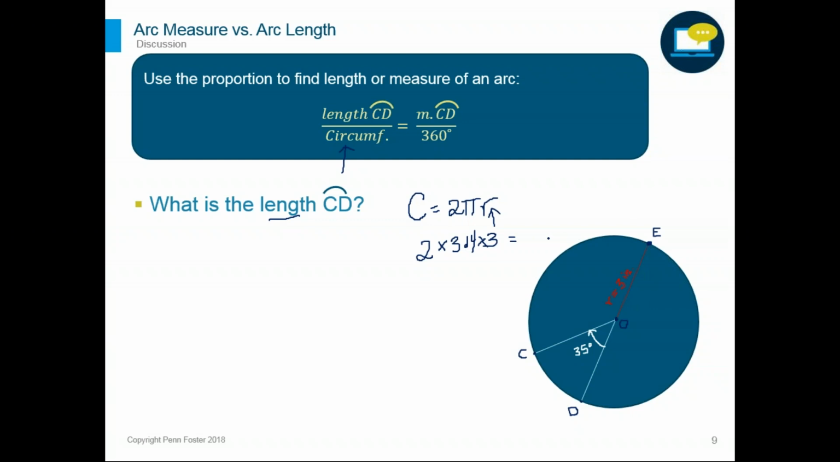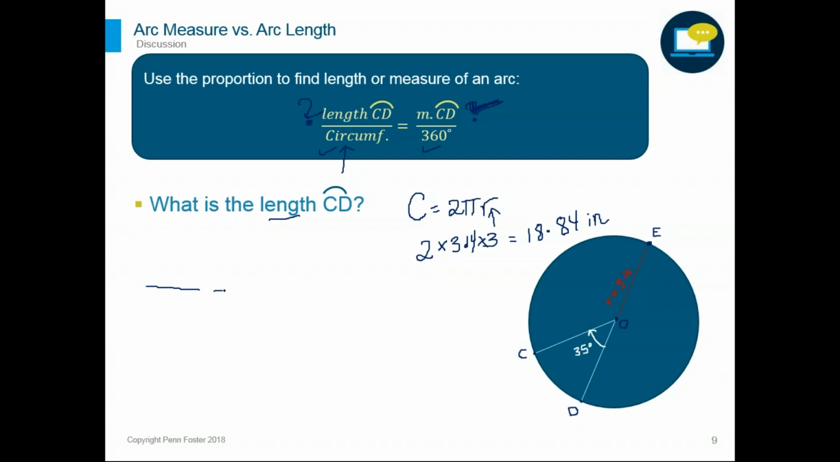Use your calculator. You can multiply these 3 values and you'll find that the circumference of the circle is 18.84 inches. Well, I have the circumference. I know it's 360 degrees. That's unchanged. Now I need the measure of CD. And I have the length in the question the other way. I need the length and I have the measure of CD. So CD is given in degrees, but the length is what we need to find.